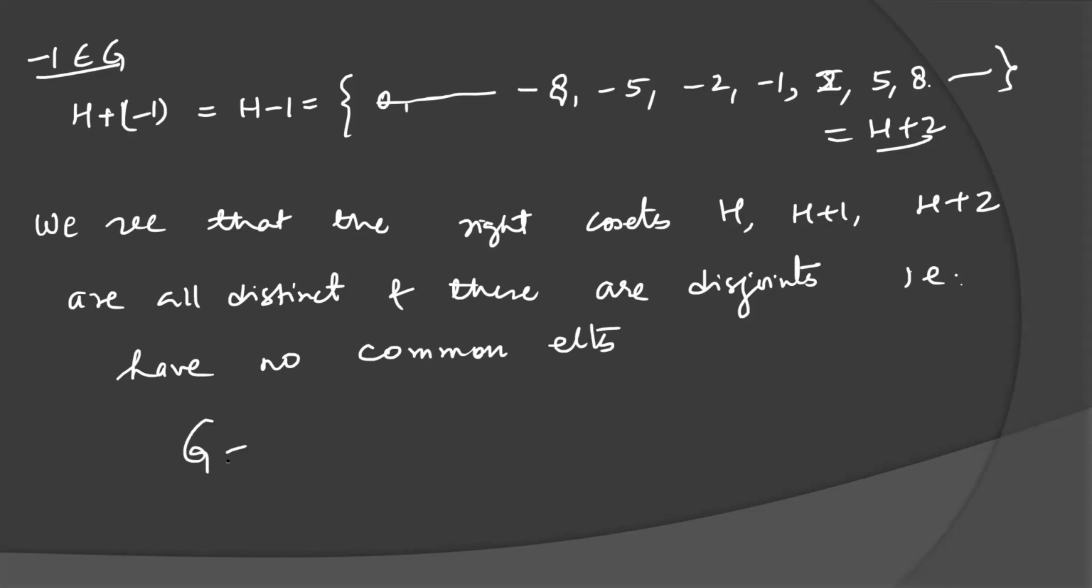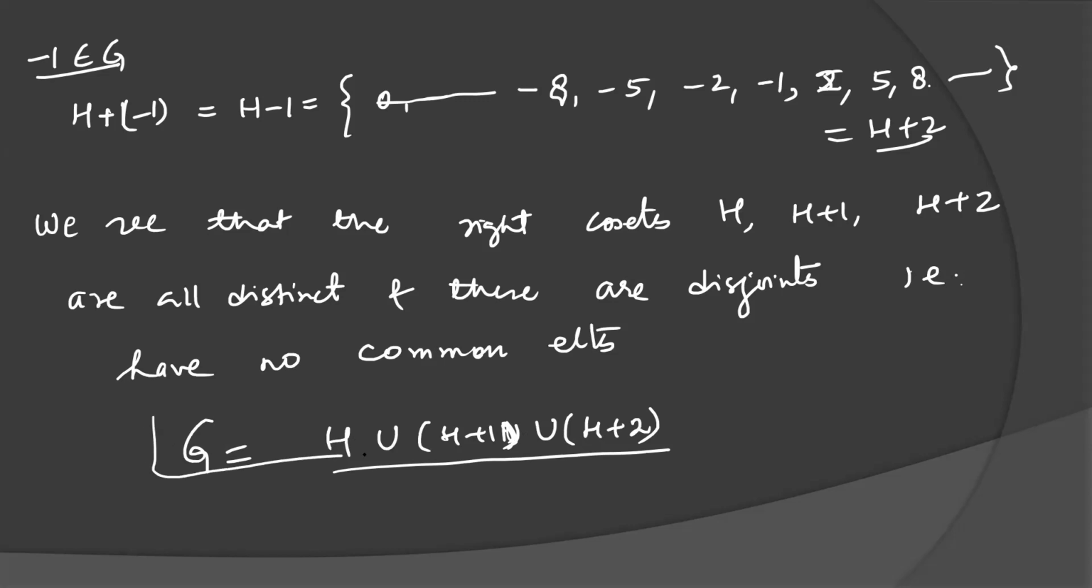So now G can be written as H union H plus 1 union H plus 2. If you take the union of all these three right cosets, you will get the entire group G. So this is the theory of right coset. Here left coset will be equal because the group is abelian. Let's see the next example.